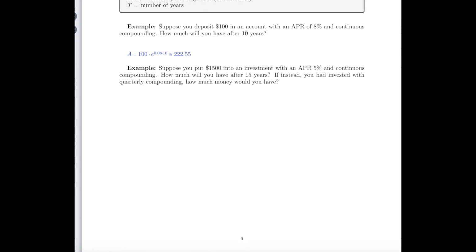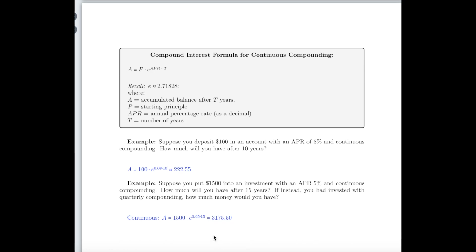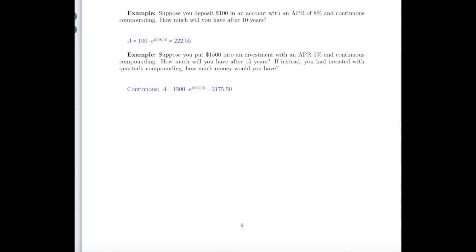All right. So first we'll find the continuous compounding, which is relatively straightforward. You just plug that straight into the formula up here. That P is 1500, that APR is 0.05, that T is 15. We plug it in and we get $3,175.50.